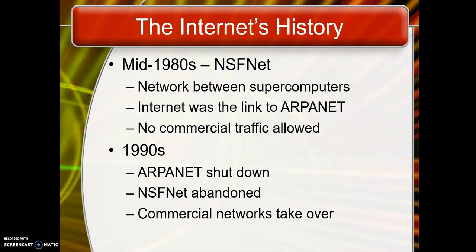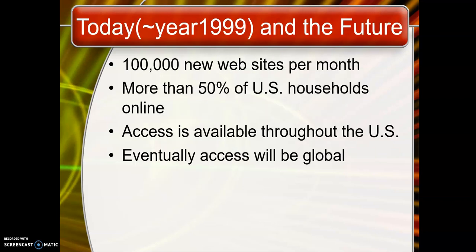And at that time there was no commercial traffic allowed, so that was particularly for ARPANET or the forces' purposes. In the 1990s ARPANET was shut down, NSFNet was abandoned, and commercial networks took over. So in the 1990s it was said that 100,000 new websites per month were launched. More than 50% of US households were online. Access was available throughout the US, eventually across, will be global. So nowadays it is global.